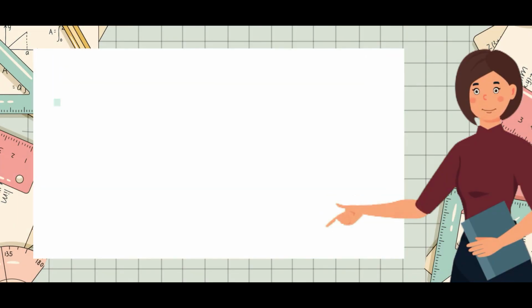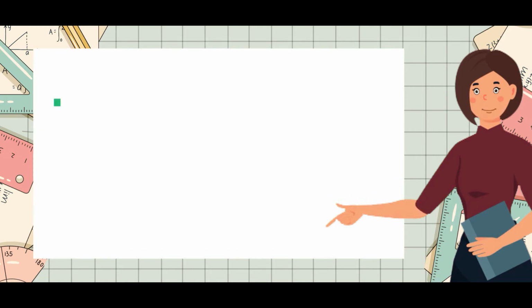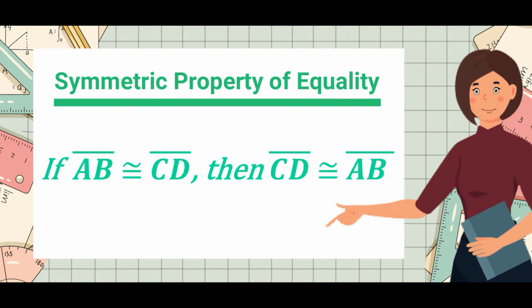Now, the symmetric property of congruence states that if a figure, let's say figure A, is congruent to another figure, figure B, then figure B is also congruent to figure A. For example, if line segment AB is congruent to line segment CD, then we can say that line segment CD is also congruent to line segment AB.